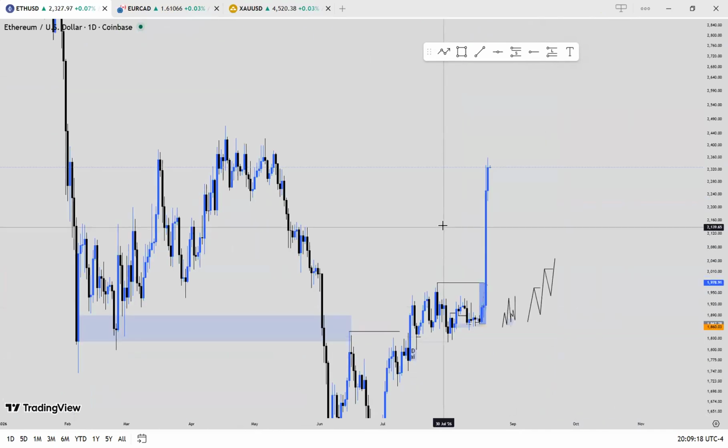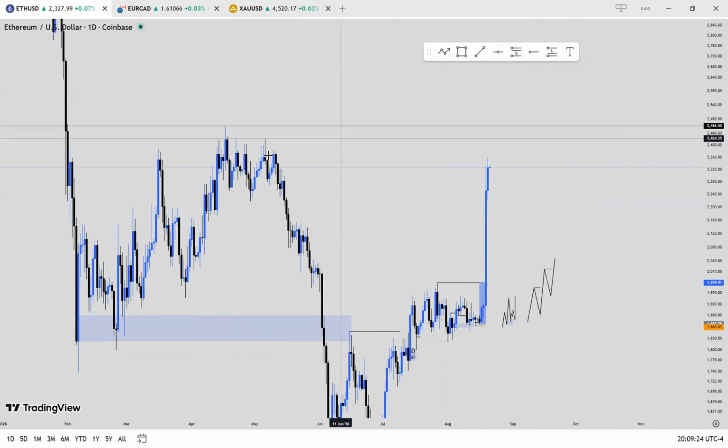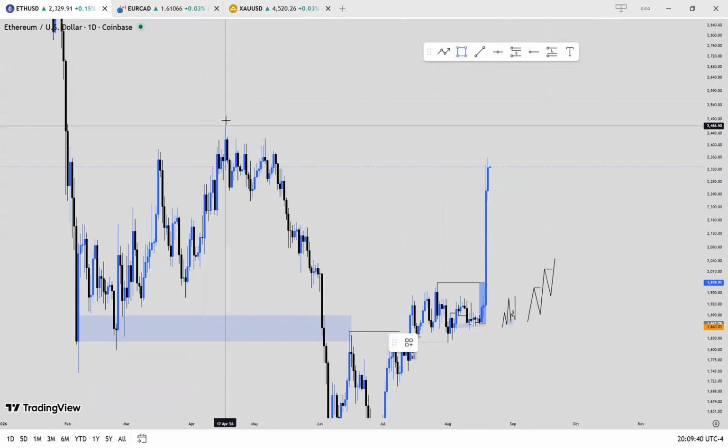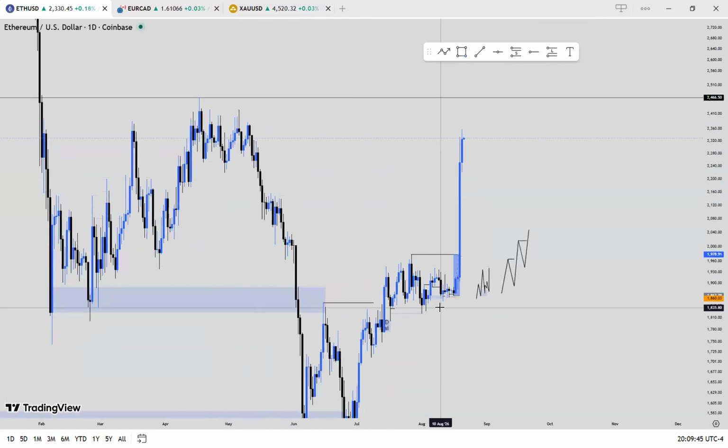Now you can see the massive pump. I'm still expecting ETH to clear out all this liquidity at this level here. So I'll wait for daily to present another structure before I buy. I'm expecting ETH to go to 2466.50. I think ETH will clear out all these levels here, all liquidity. I'm expecting price to clear out all this liquidity.